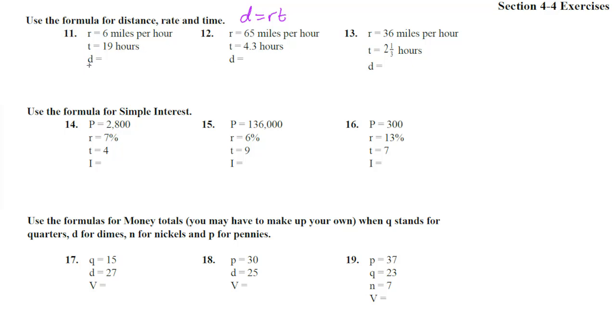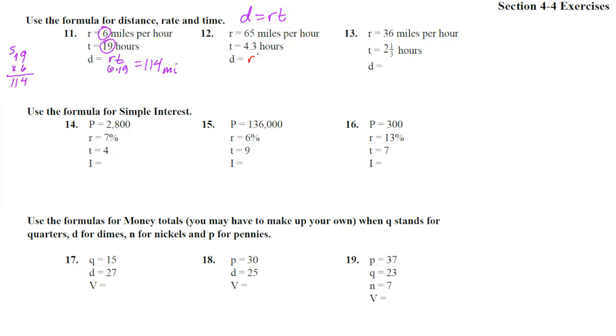Number 11, D is going to be rate times time. So it's saying take this 6 for R and that 19 for T, and times them together. That's multiplication. So 6 times 19. See, 19 times 6. 6 times 9 is 54. Carry the 5. 6 times 1 is 6, plus 5 is 11. So it's going to equal 114. Now, miles per hour, you travel for 19 hours and you get 114 miles. Good.